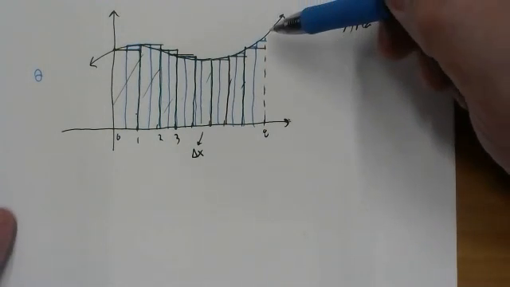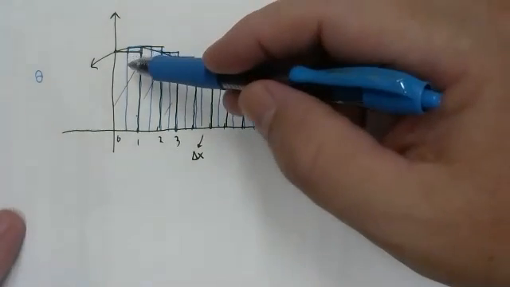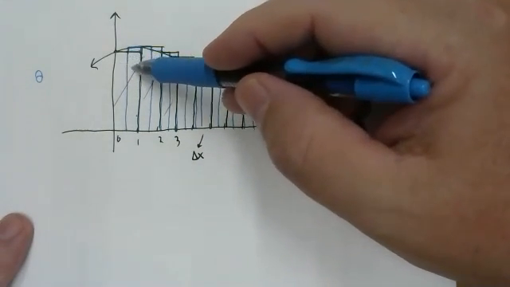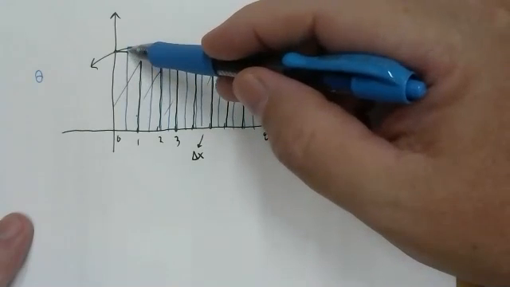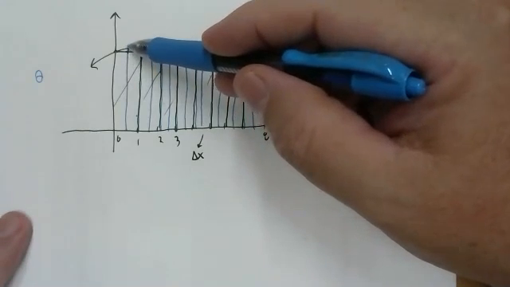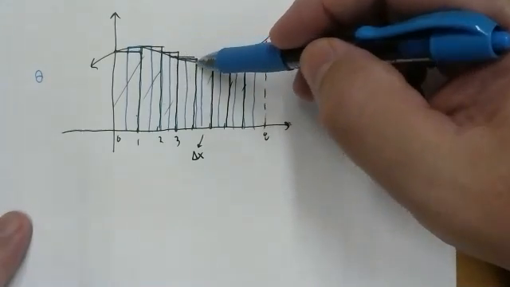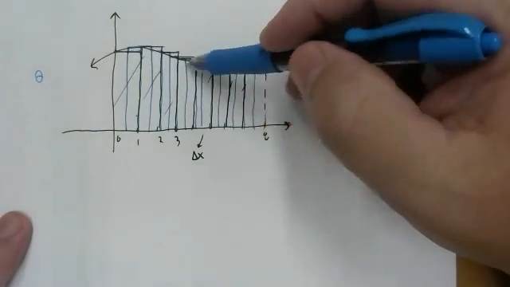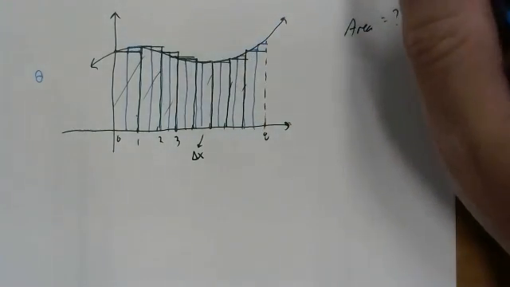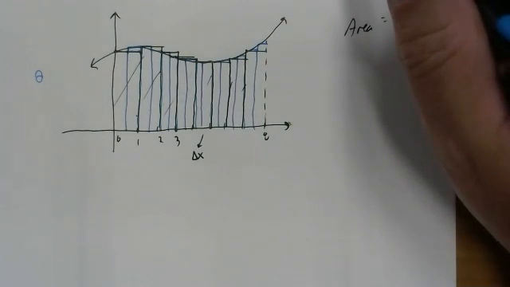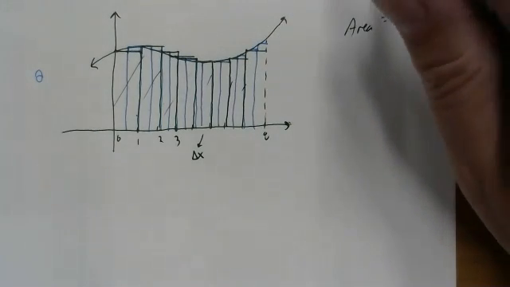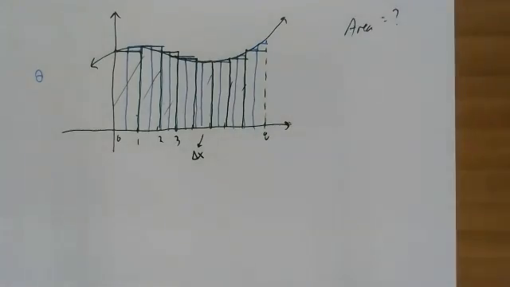And maybe you can't see it here very well, but what happens is when I make my rectangles narrower, there's less overlap and less mistake in here. Matter of fact, let me show you. We're going to do this problem in just a minute.